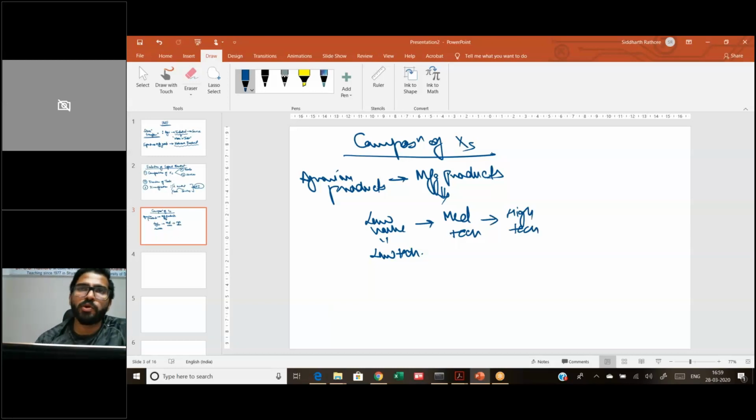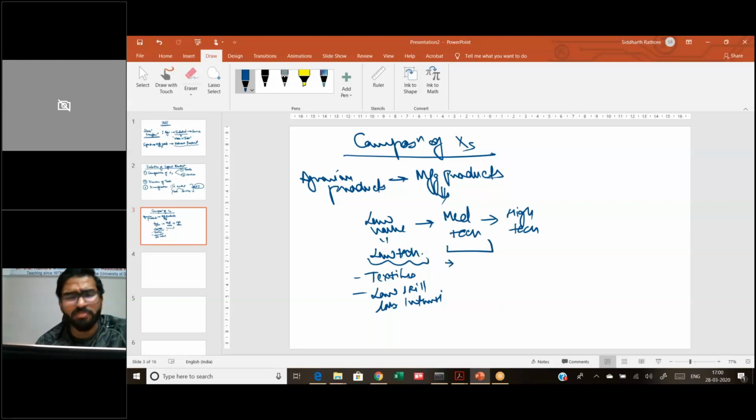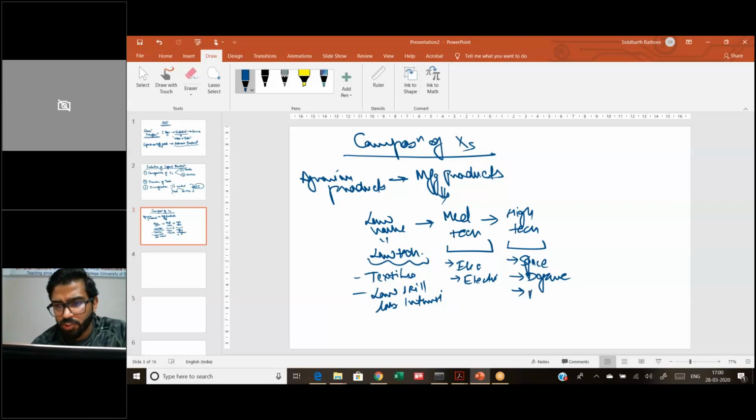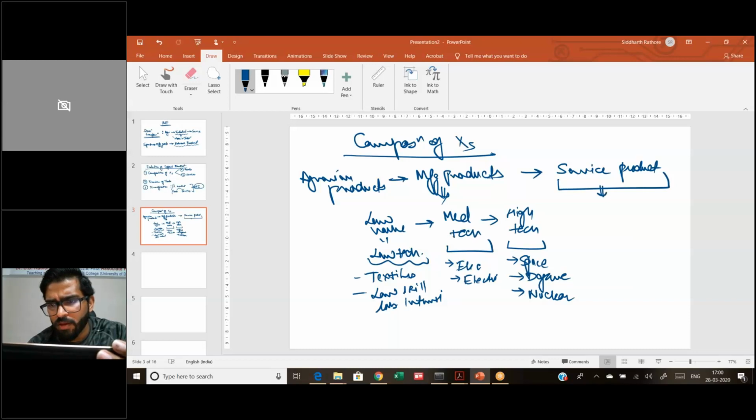So essentially low tech, low value would be something like textiles, ready-made garments, the labor intensive, low skill labor intensive commodities. Then medium technology will be something like electronics, toys, electrical. Then you have high tech. High tech will perhaps get into complex technologies, something like space materials, defense products, perhaps nuclear technology, nuclear power plants. So this is how the evolution of manufacturing products takes place. And then moving into service products, and service products also have a bifurcation: basic services, and then moving on to modern services.